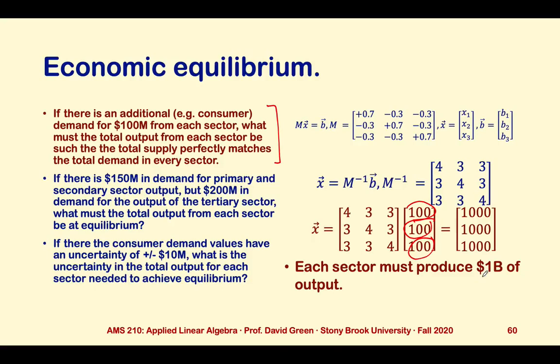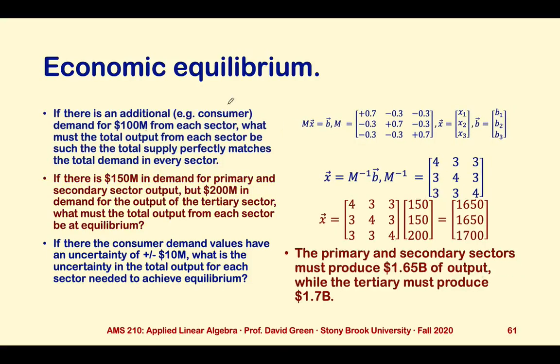If we move to a second set of demands, a different set of demands, the only difference is in the B vector. 150 demand for primary and secondary gives us 150s in these first two positions. A $200 million demand from the tertiary sector gives us 200. What is the total output now?